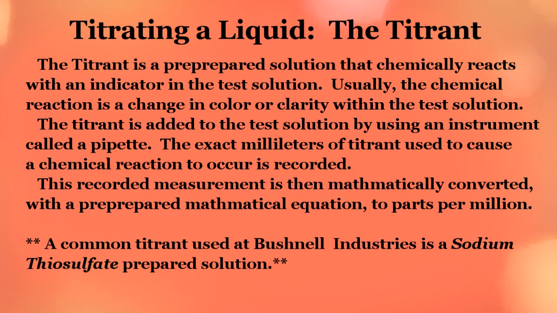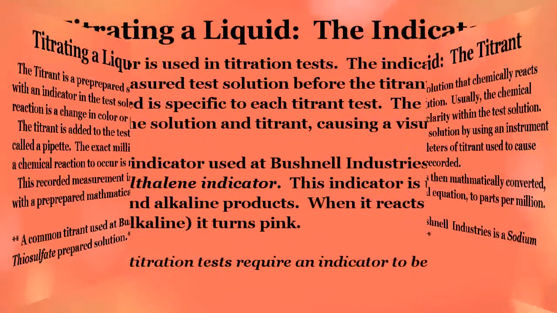Titrating a liquid, the titrant. The titrant is a pre-prepared solution that chemically reacts with the indicator in the test solution. Usually, the chemical reaction is a change in color or clarity within the test solution. The titrant is added to the test solution by using an instrument called a pipette. The exact milliliters of titrant used to cause a chemical reaction to occur is recorded. This recorded measurement is then mathematically converted with a pre-prepared mathematical equation to parts per million. A common titrant used at Bushnell Industries is a sodium thiosulfate prepared solution.